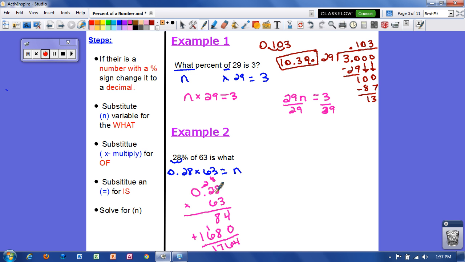Now I have 4, 16. Alright, now I have 2 decimal places here. I have none here, so I have to have 2 in my answer. So my decimal hops over 2 places. And I get 17.64. So that means 17.64 is 28% of 63.